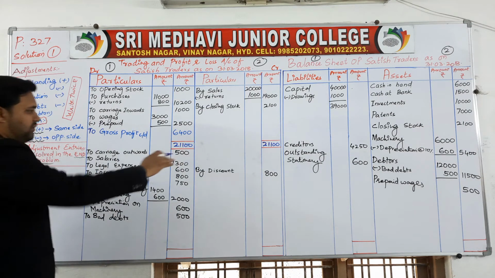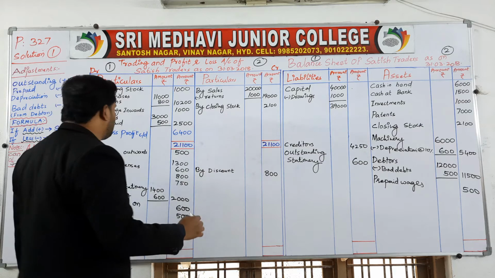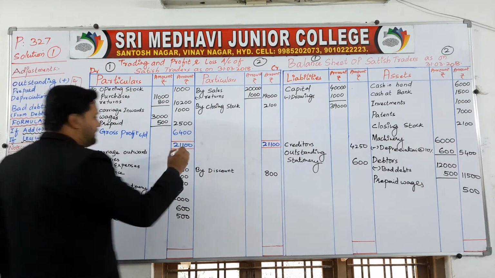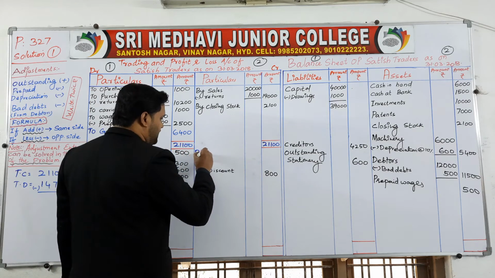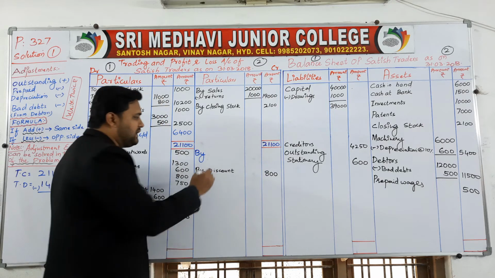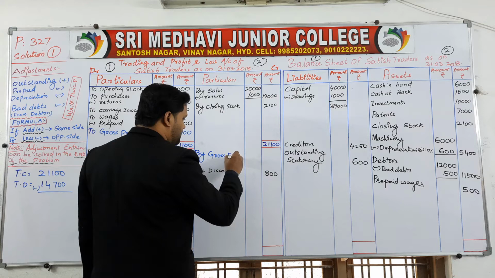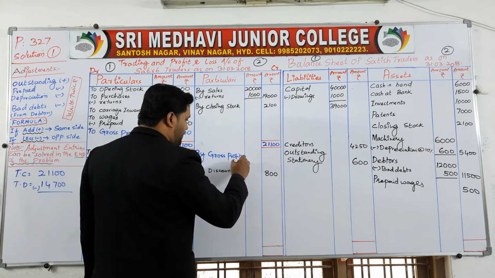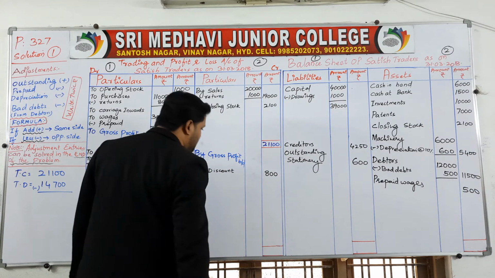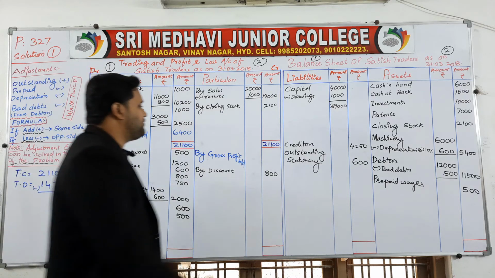Now transfer that gross profit to here in the profit and loss account. To gross profit you have to transfer here in the profit and loss account credit side by gross profit brought down. Shortcut is B/D. How much? 6,400.